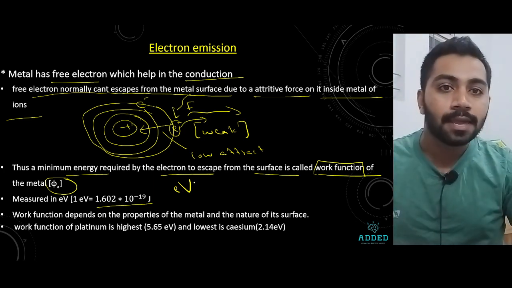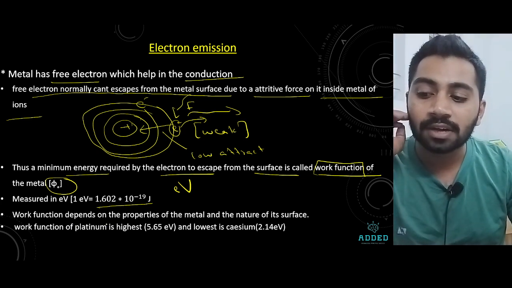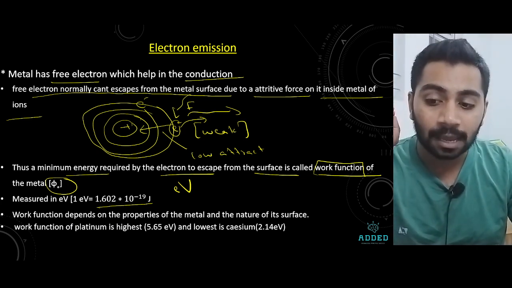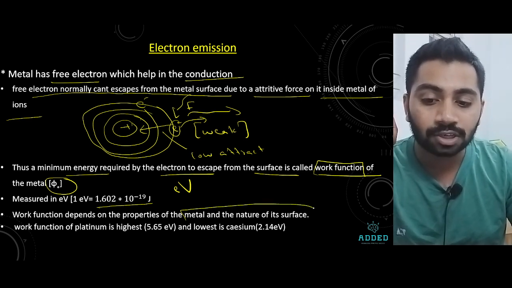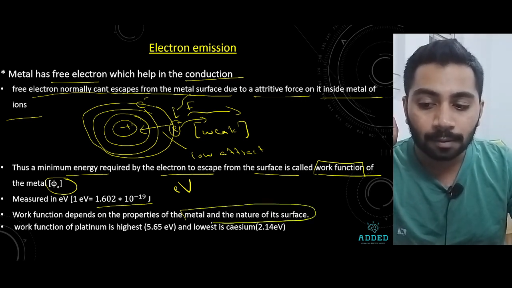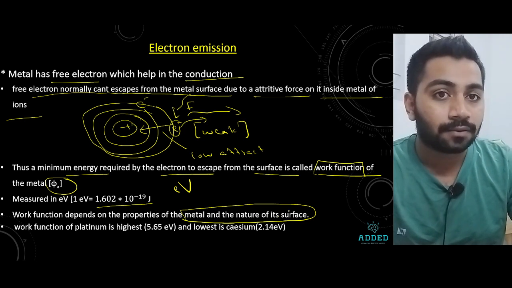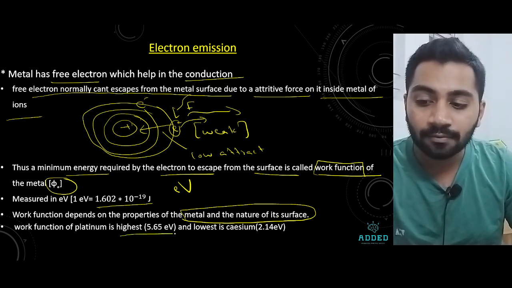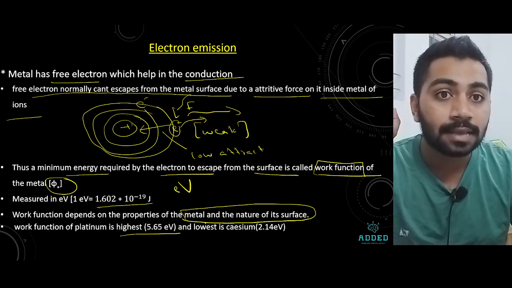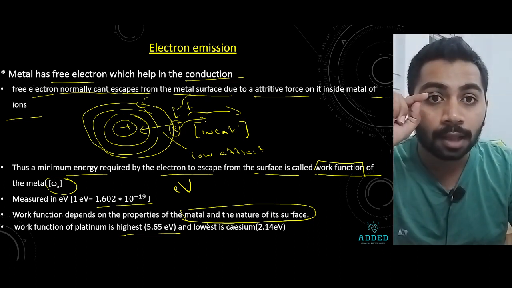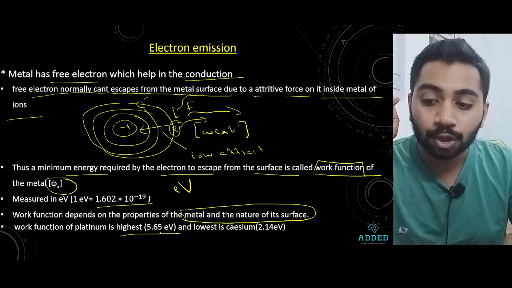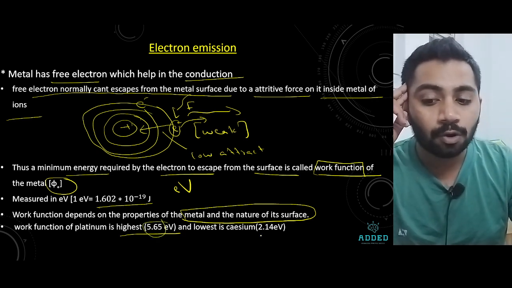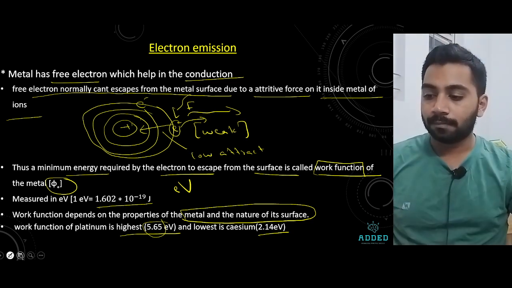It's eV. Okay. Work function depends on the property of the metal and the nature of the surface. Remember this. Work function is high for platinum, 5.56 eV, which means if you want to remove one electron from platinum, you have to exert this much energy. And it is lowest for cesium, 2.14. Okay.